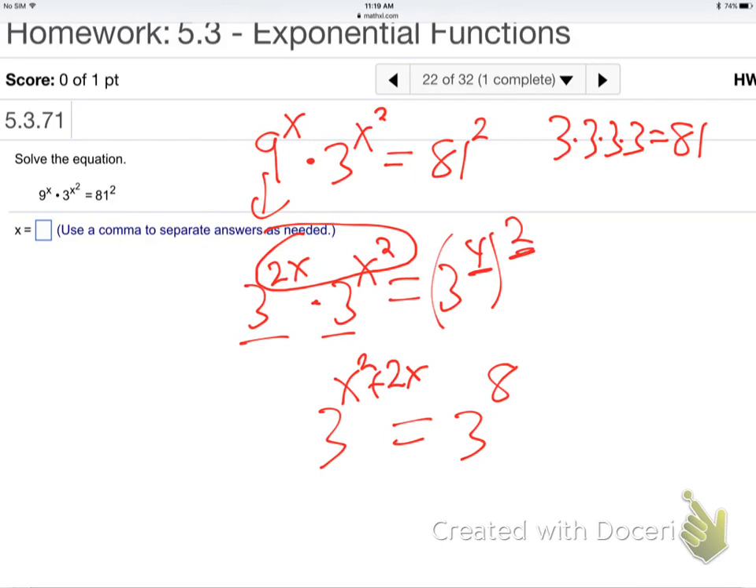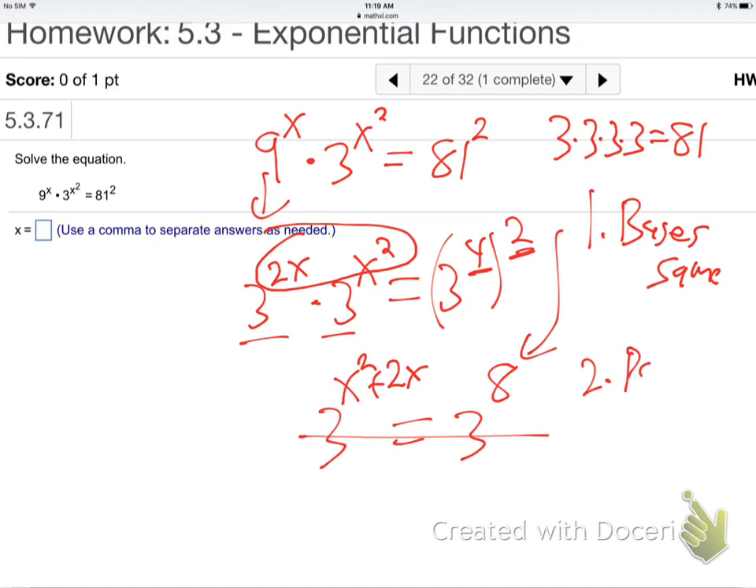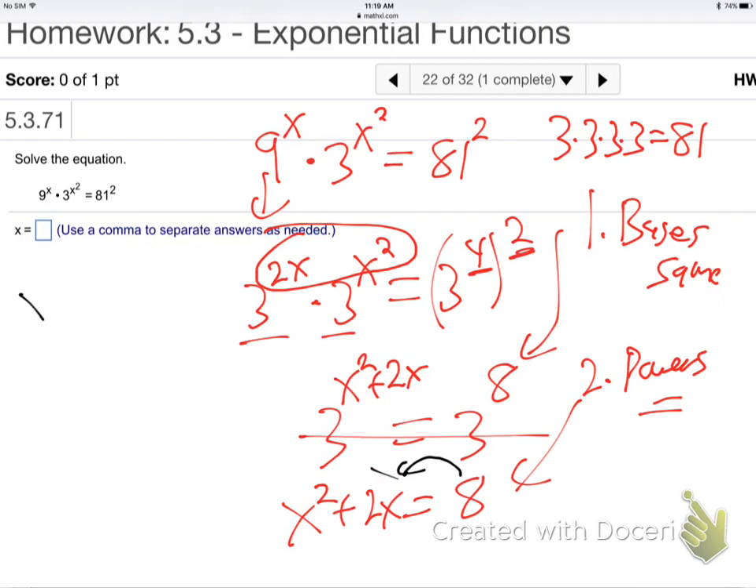All right, so we get to there. So there's step 1, bases. Make the bases the same, which we did. Step 2, powers equal. So now you say, okay, x squared plus 2x is 8. There it is. Solve it from there. You know how to solve it, right? So we just jump this 8 to the other side. We get x squared plus 2x minus 8 equals 0. Solve that.